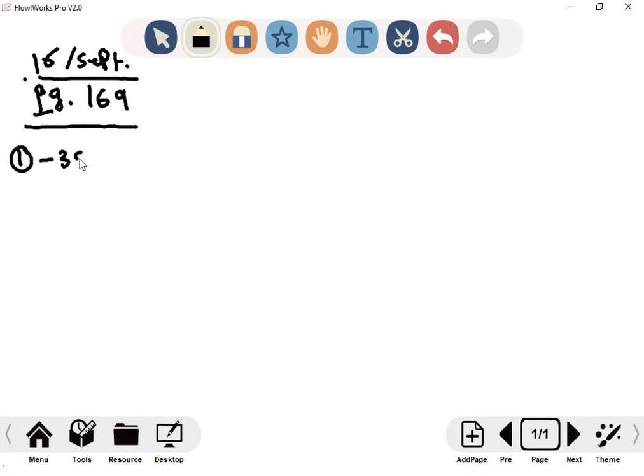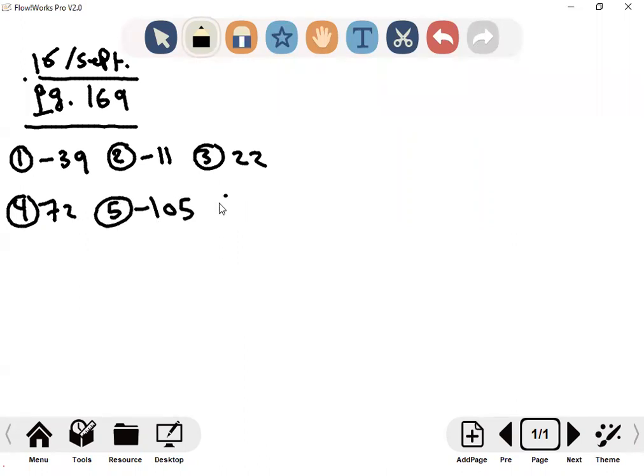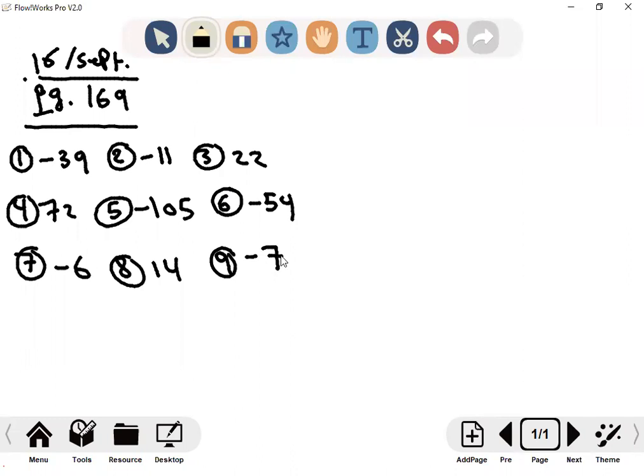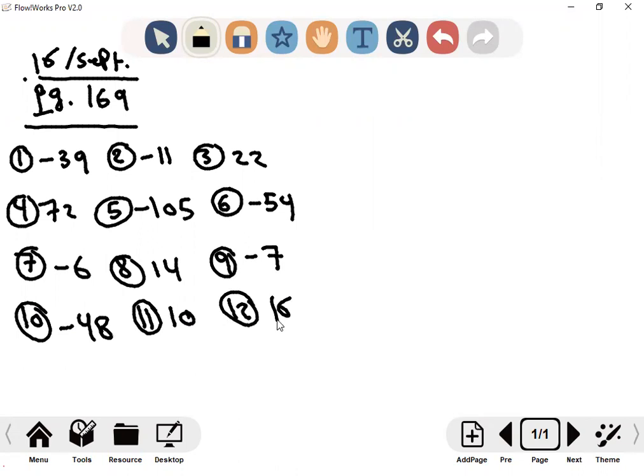1, we have negative 39. 2, negative 11. 3, 22. 4, 72. 5, negative 105. 6, negative 54. 7, negative 6. 8, 14. 9, negative 7. 10, negative 48. 11, 10. 12, 16. 13, negative $200, and 14, negative 70 students.